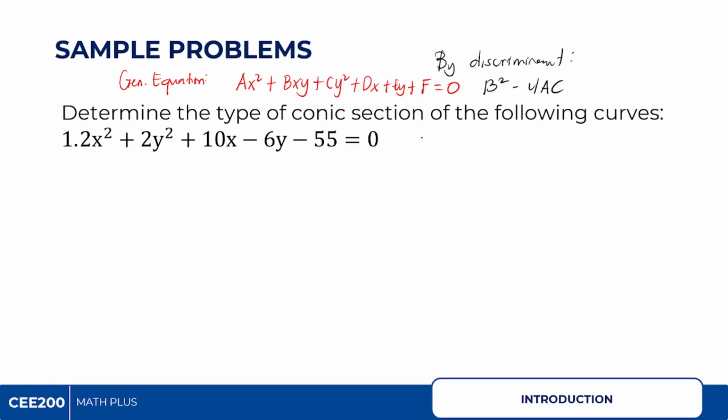Ano yung B natin dito, guys? Wala. Katabi niya would be XY, so in this case walang X, walang Y. Okay, B is 0.